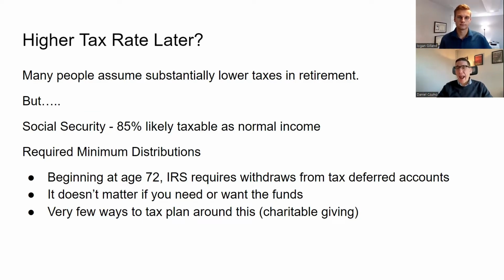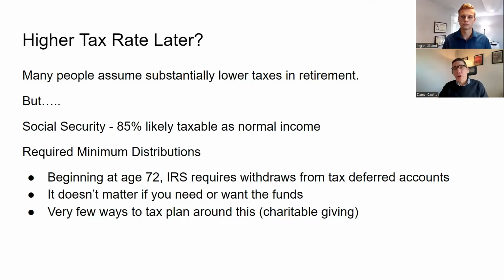So that's going to be added income to your taxes that you may not actually be thinking about right now. You might just be thinking about your retirement account distributions, et cetera. But also, those required minimum distributions will really come into play. It doesn't matter if you want to take the funds out of your retirement accounts at that point in time. The IRS says this is the amount you need to take out per year. And there's really very few ways around that.